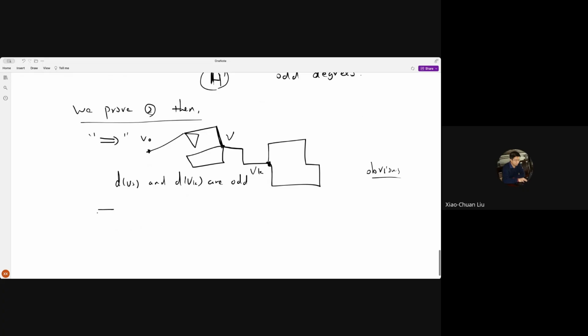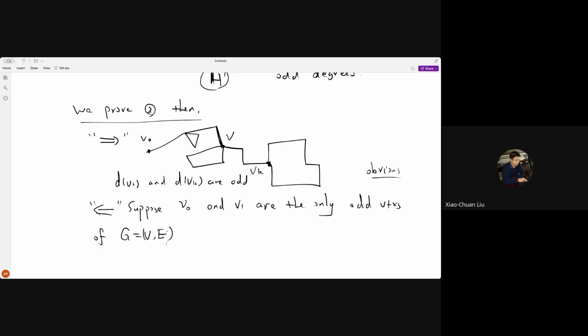What's difficult is the other direction. So suppose V0 and V1 are the only odd vertices of G.